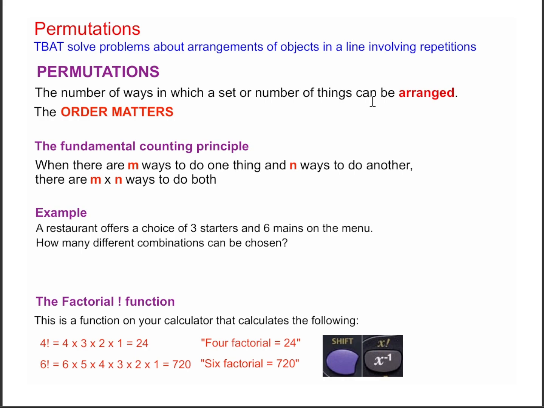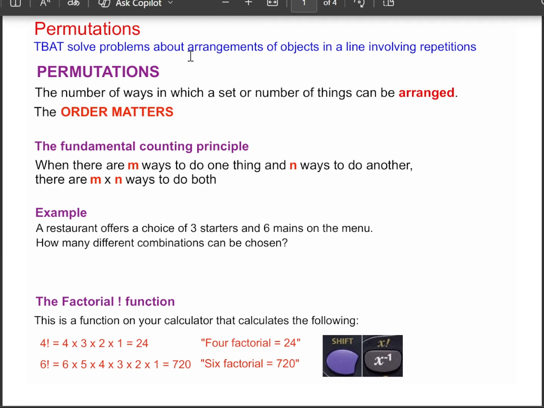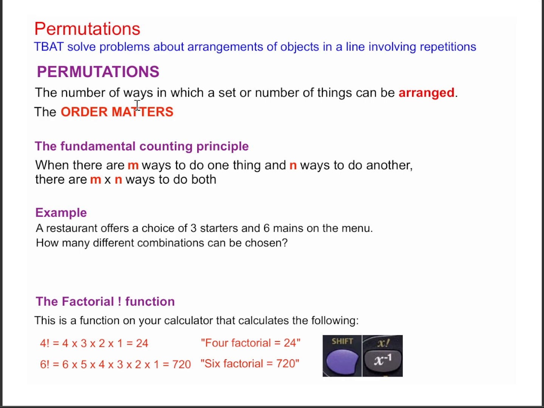This is a topic on permutations and combinations, and we start off with permutations. Permutations are the number of ways in which things can be arranged. Remember, when you look at permutations, the order does matter. You having something first and second does matter.